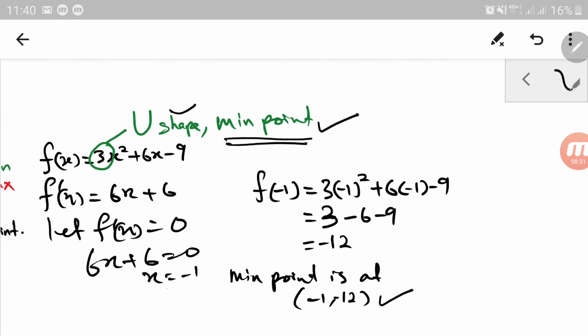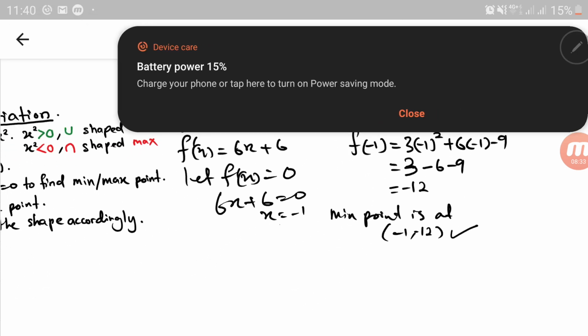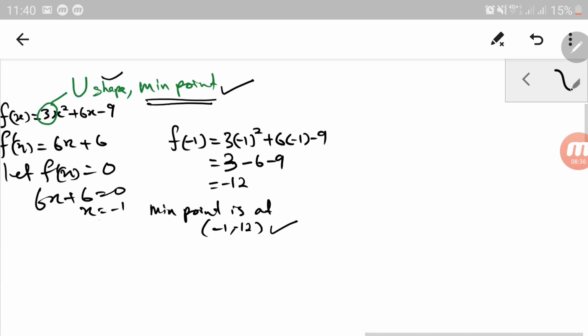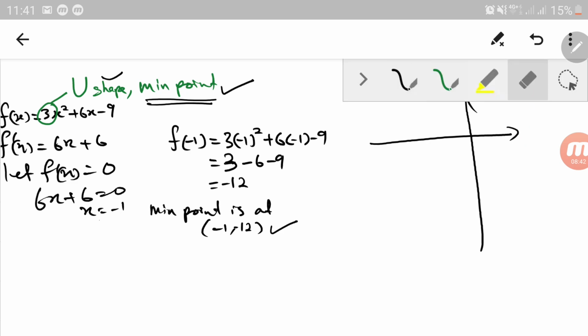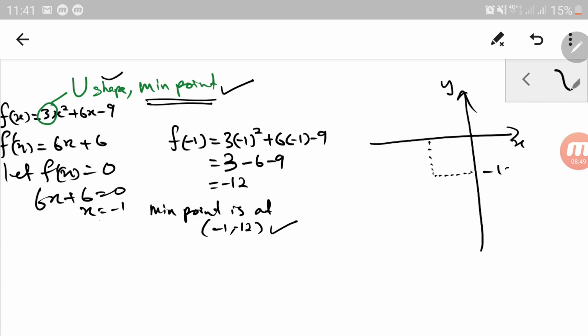So just sketch them accordingly. Maybe we do it over here. So this is x, this is y. Sorry, my x is horrible. So where is minus 1, minus 12? We know this is the point. Most of the students will make this mistake. You put the point already, and then suddenly you put the smile like that.